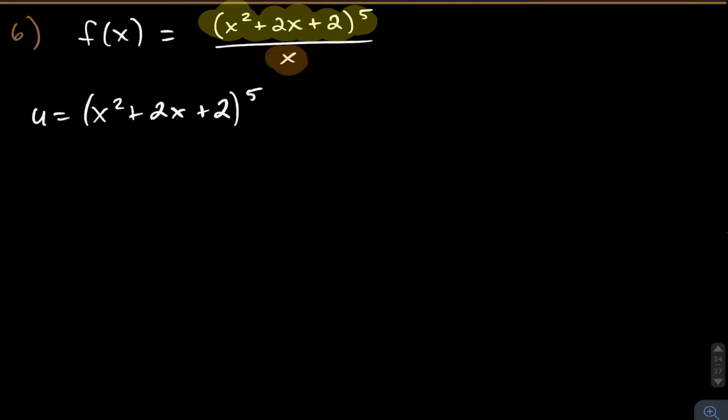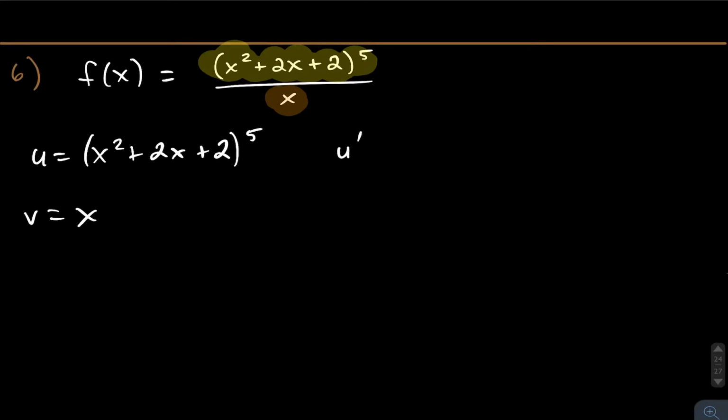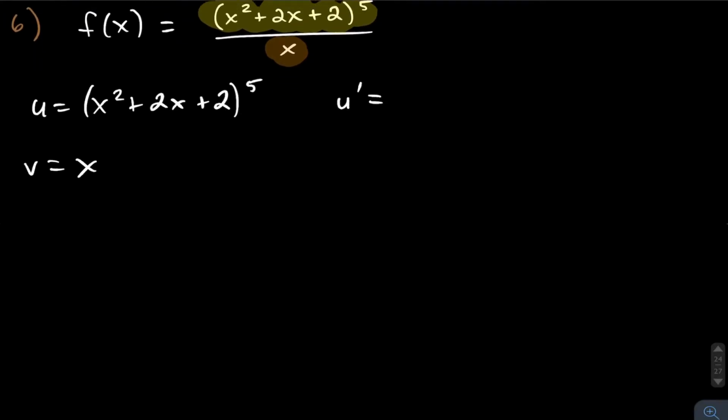So v is going to equal x. What's the derivative of u? Well, u prime is going to equal, remember, we take the derivative of this thing as if it was just x to the 5th. So it's 5 times x squared plus 2x plus 2, and that's all raised to the 4th now. And then we're going to multiply by the derivative of the inside, so 2x plus 2. Where did I get that from? Well, the derivative of x squared is 2x, and the derivative of 2x is 2. Hopefully you're comfortable with power rule by now, because we've had to do it a ton. And of course the derivative of x is 1.